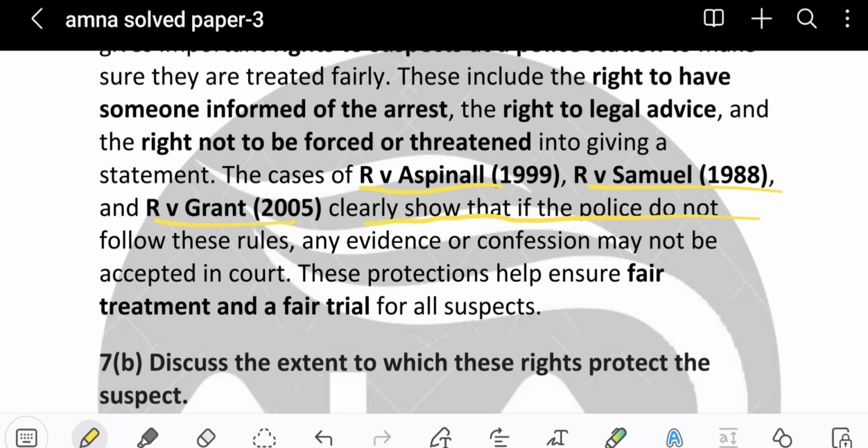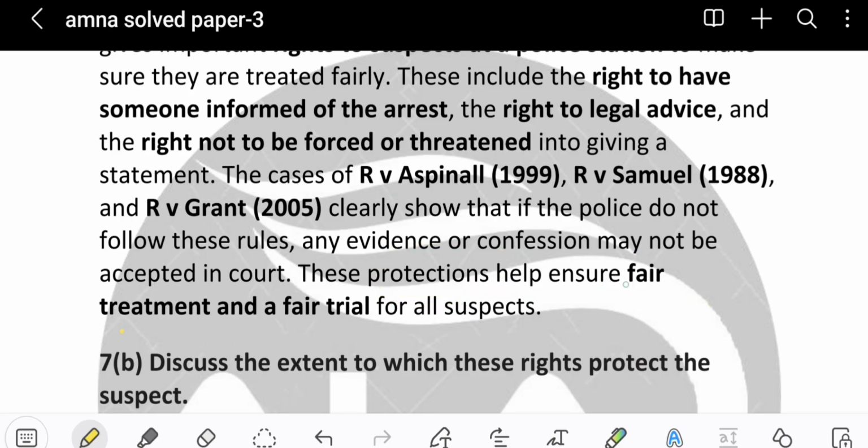Grant clearly shows that if the police do not follow these rules, any evidence or confession may not be accepted in court. So after adding all these cases, you will say that if the police are not following the rules mentioned in the act, then the evidence that is obtained will not be accepted in court. These protections help ensure fair treatment and a fair trial for all suspects. So which protection? The protection given in this act in section 57 and all these sections and all these cases ultimately helps the suspect to be treated fairly.